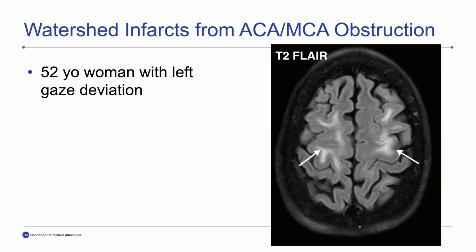We next moved on to this 52-year-old woman who has presented with left gaze deviation. And here's an image from an MRI examination which shows abnormal signal that the arrows are pointing to in both cerebral hemispheres, indicating infarcts in the anterior cerebral and middle cerebral artery territories, indicating obstruction.